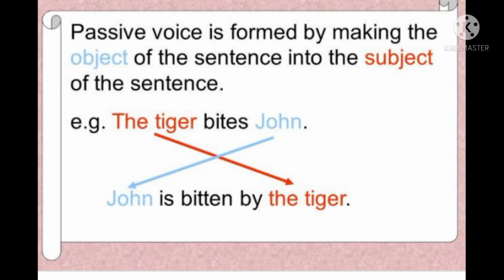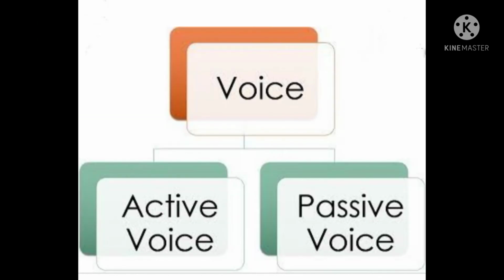Look at these examples. The tiger bites John. That is an active voice. When it is changed to passive voice, John is bitten by the tiger. Subject and object are changed. Now, let us see something more about active voice and passive voice.